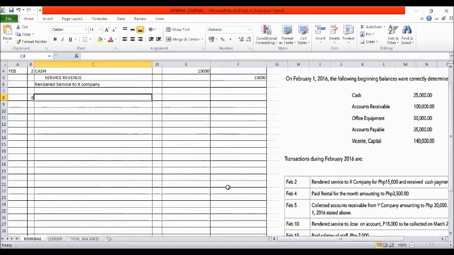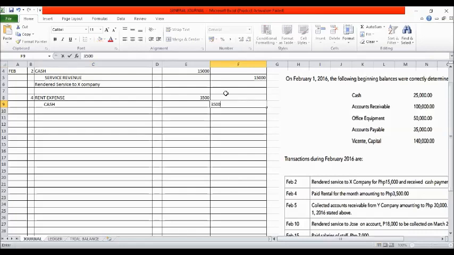So ano kaya ang debit natin? Sinabi na yung debit natin dito, paid rental. Ano kaya? Rent expense. Very good, Isabella. So, debit natin yung rent expense, 3,500. At ano kaya ang credit natin? Sinabi ko na. Cash. Very good, kasi nagbayad tayo eh. So meaning may lumabas na pera sa atin.